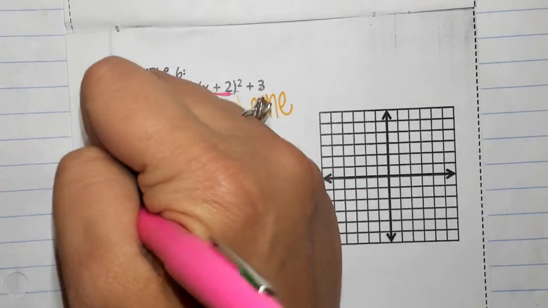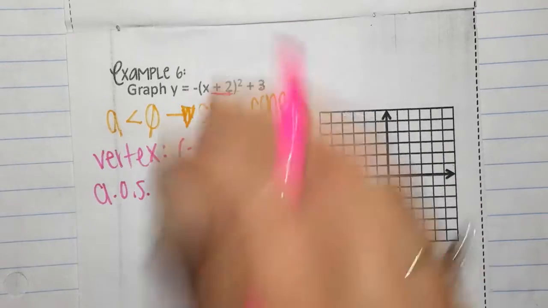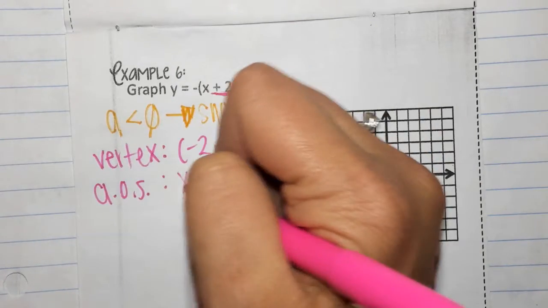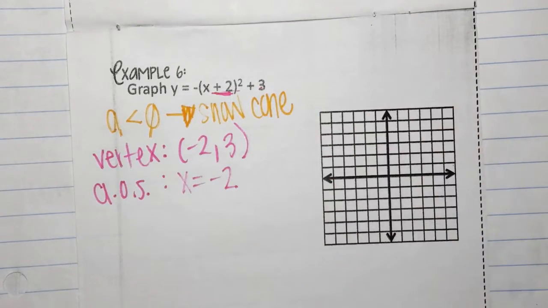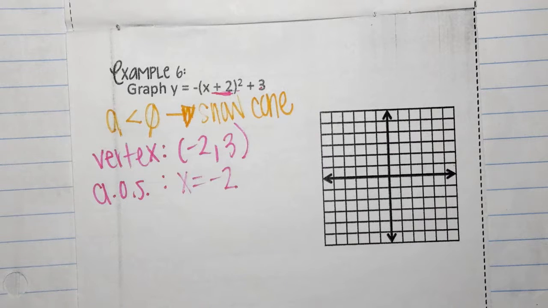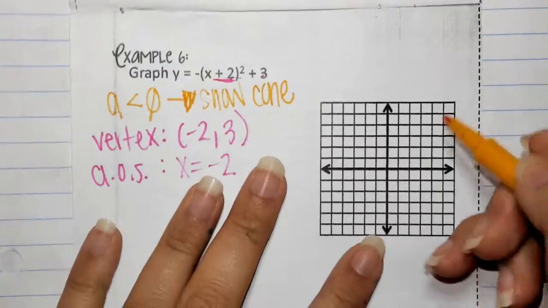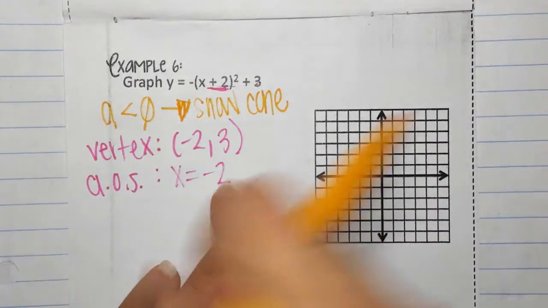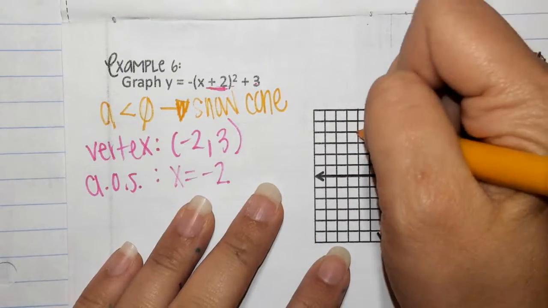Okay? Now, our axis of symmetry is our x value, -2. Is everybody ready? Are we sure? Okay. Now, let's graph our axis of symmetry. Go left 2 and put a vertical line.